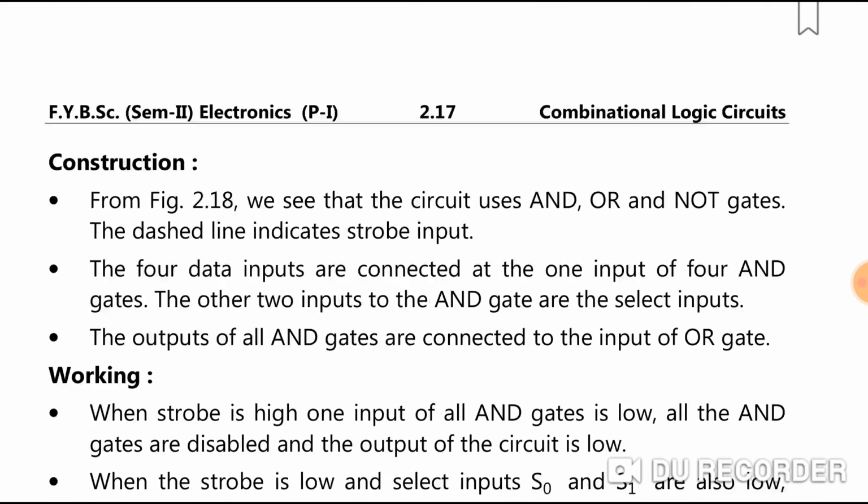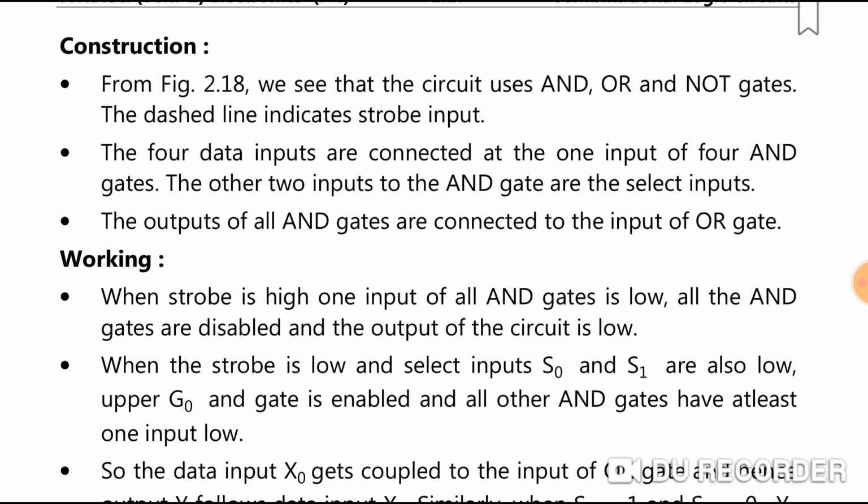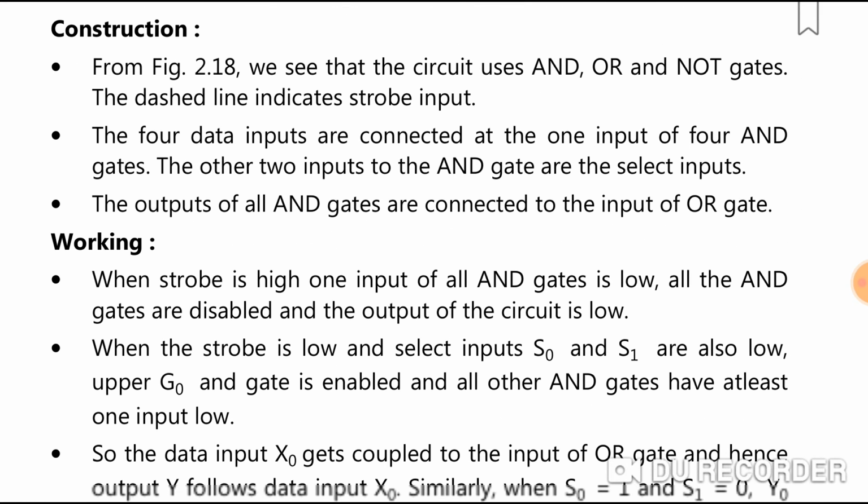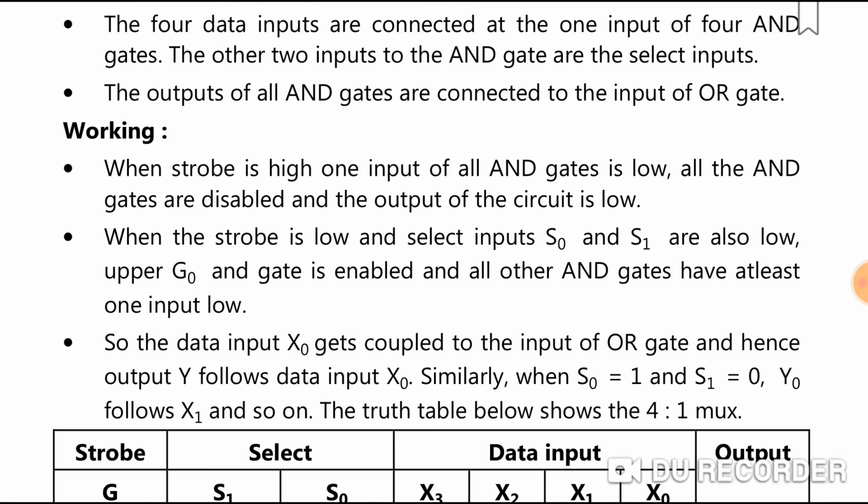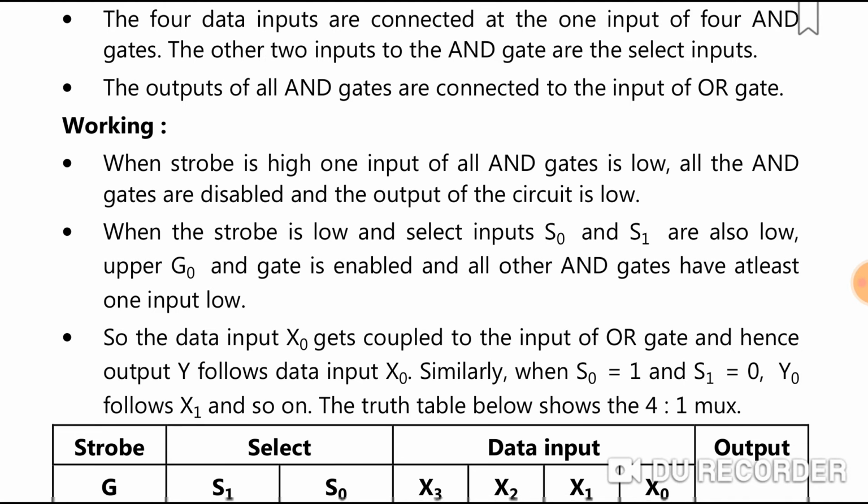So this is the truth table. We see that the circuit uses AND, OR and NOT gates. The dashed lines indicate strobe input. The 4 data inputs are connected at one input of 4 AND gates. The other 2 inputs to the AND gate are the select inputs. The outputs of all gates are connected to the input of the OR gate.